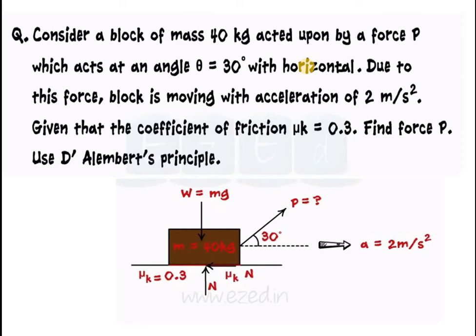Here is a problem. Consider a block of mass 40 kg acted upon by a force P. You can see this is the force acting at a direction of 30 degrees with the horizontal, and the block is moving with an acceleration of 2 meters per second squared, given that the coefficient of friction is mu k equal to 0.3. Find the force P. We can use D'Alembert's principle.